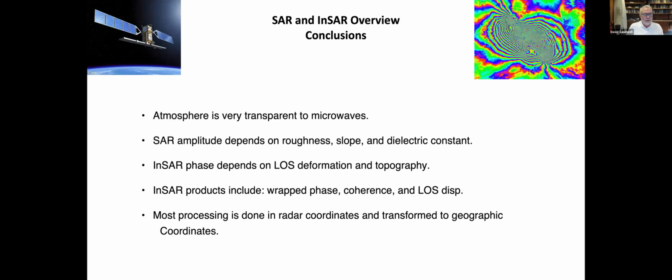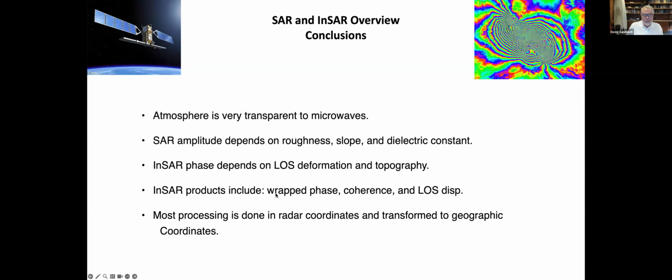Okay, in conclusion of this short section, the atmosphere is very transparent to microwaves. That's why it's a good place to do satellite remote sensing. I didn't talk about this, but the amplitude of the SAR images depends on the roughness of the surface, the slope of the surface, and the dielectric constant. We won't talk much about amplitude of the radar image, but we'll focus mainly on the phase, and the phase depends on the line of sight deformation of the surface, or can depend on the topography, depending on what you want to do and how you arrange your satellite orbits.